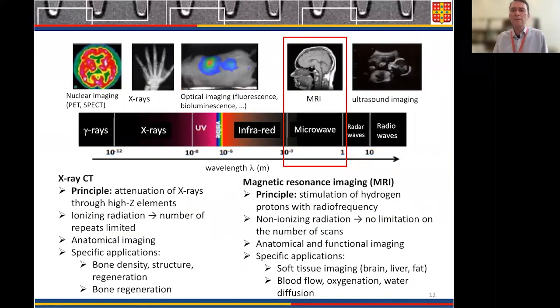MRI uses non-ionizing radiation, which is one of the main advantages of MRI. Basically, the waves used for MRI are radio waves. They do not alter the tissue, they do not ionize the tissues, and they do not damage the DNA. This is one of the major advantages of MRI. It takes a little more time to scan compared with CT, but it is done with very limited damage to the tissues of the patients.